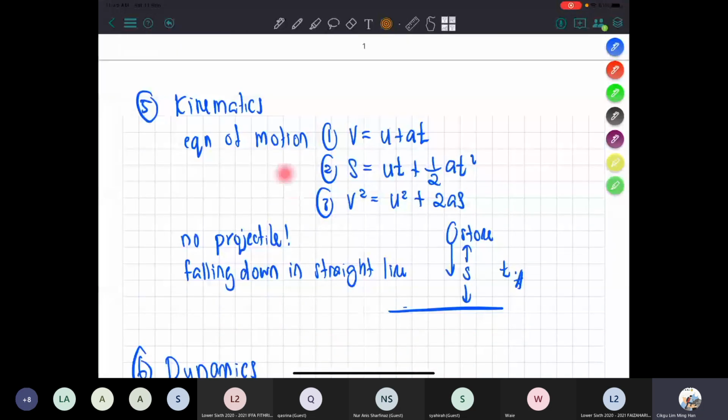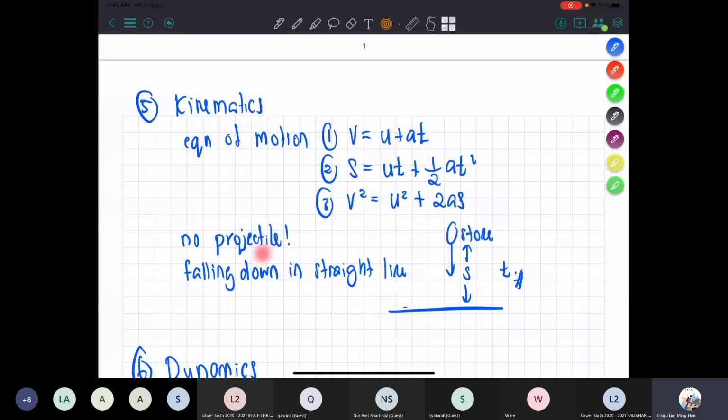All right, next one. This is the typical one. Remember the equations of motion under kinematics. V equal to U plus AT, S equal to UT plus half AT squared, V squared equal to U squared plus 2AS. One good news is there will be no projectile in paper 1.